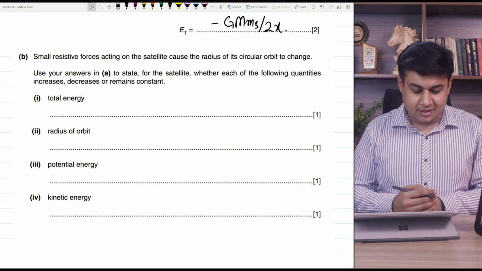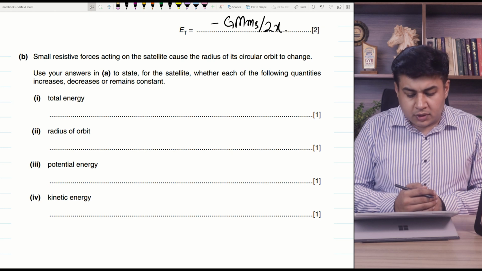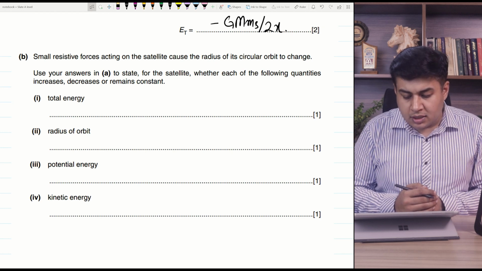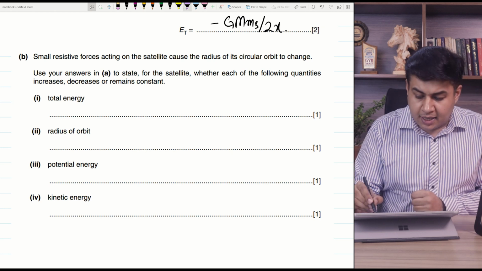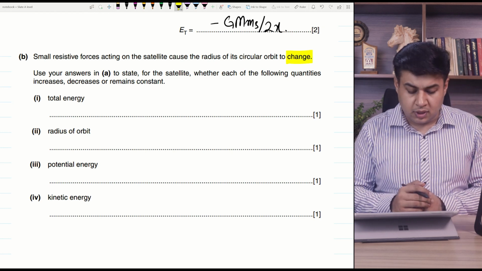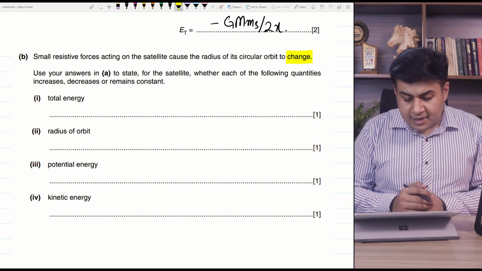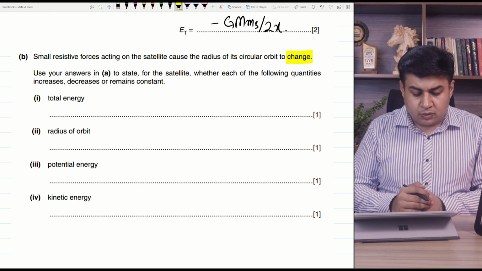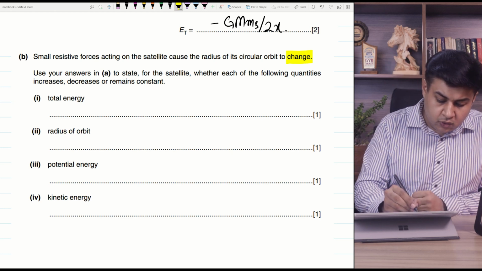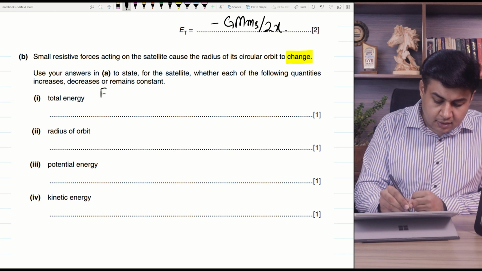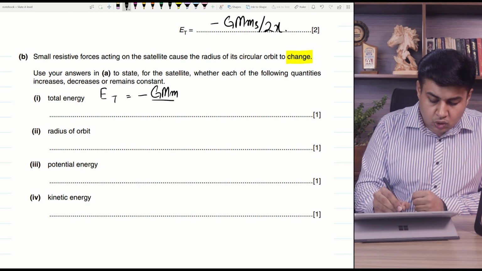Okay, quickly come. Now in part B, a small resistive force acting on the satellite causes the radius of the circular orbit to change. The examiner is clever, he has not told you whether the radius will increase or decrease. Use your answer in A to state for the satellite whether each of the following quantities will increase, decrease or remain constant. So, total energy. The expression of total energy is minus GMms over 2x, right?